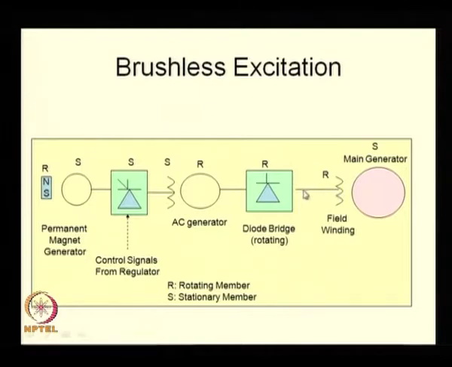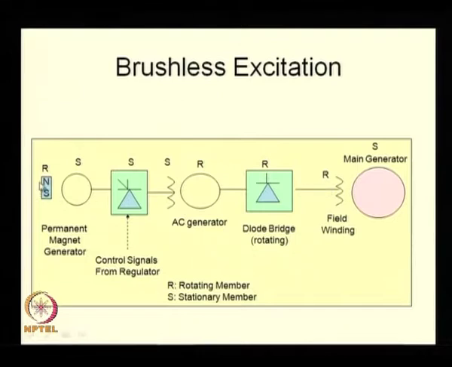So, the final field voltage is conveyed to the field winding of the main generator, the generator which we are really interested in, directly. You do not have to have a slip ring brush arrangement, because the diode bridge also is rotating along with the field winding. So, it is a direct connection, you do not really have to have a slip ring brush arrangement.